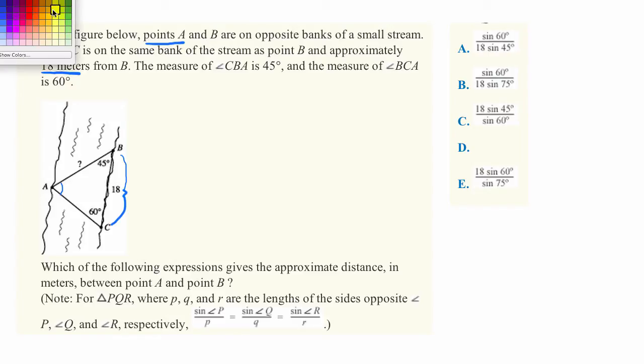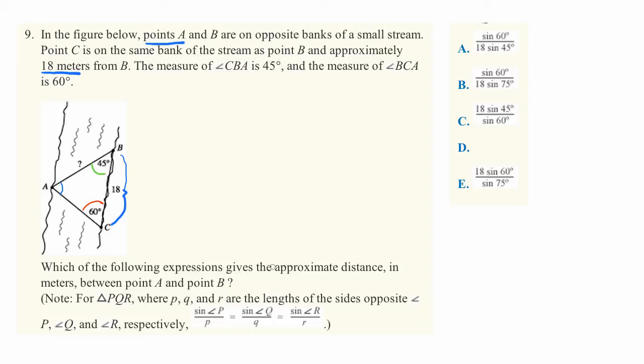And so CBA is over here. If we go from C to B to A, is this angle. And the measure of BCA is 60 degrees. So if we go from B to C to A, that's this angle right here, is 60 degrees, just as they've drawn it. That's nice.